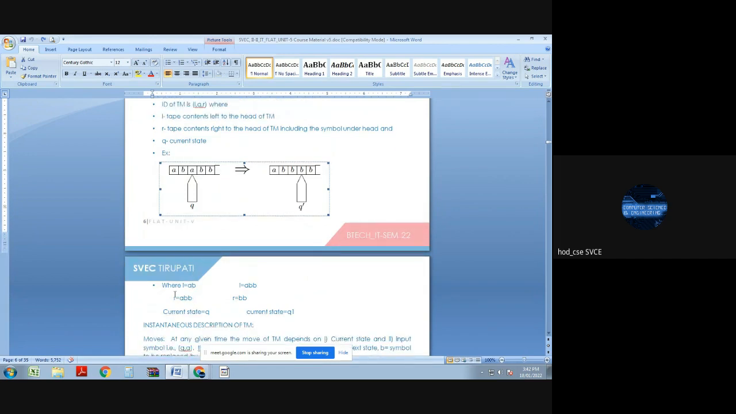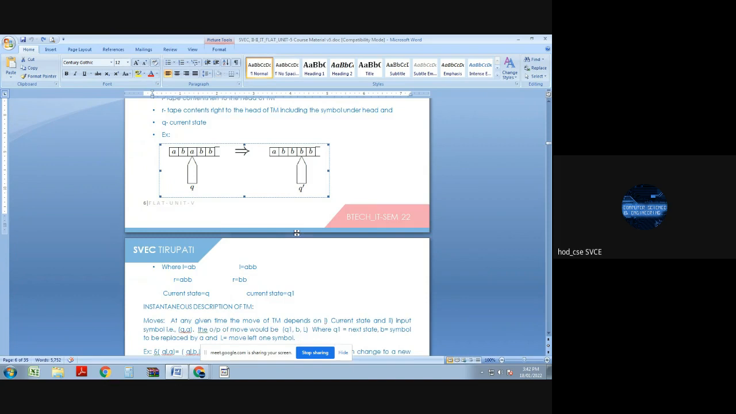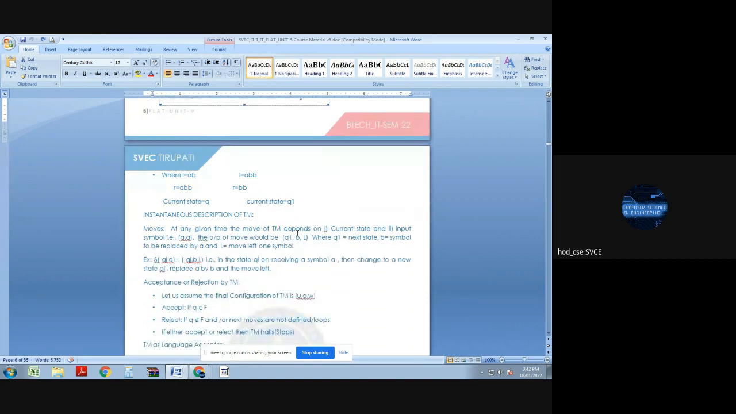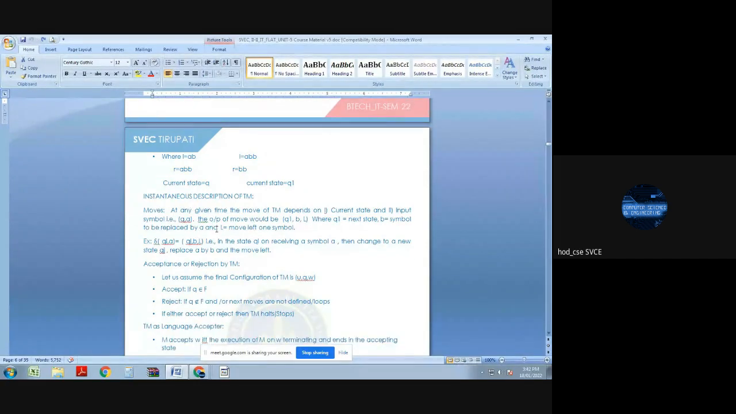See here, when you read this cell A, the left-hand side of this cell is AB. So L is equal to AB, the right side is ABB, and the present state is Q. Same for here: the left side symbols are ABB, the right side symbols are BB, and the current state is Q1. So likewise we can represent the instantaneous description of a Turing machine. Q comma A, present state and input, we'll get Q1 comma.